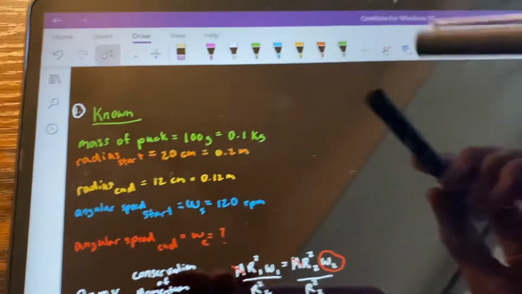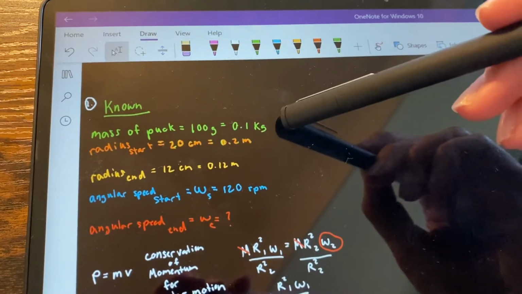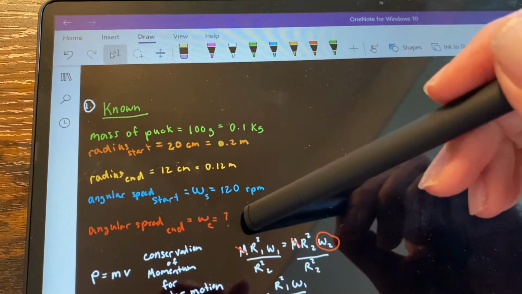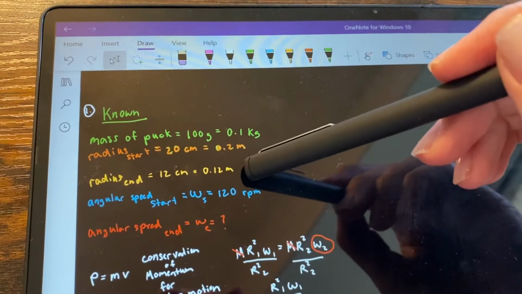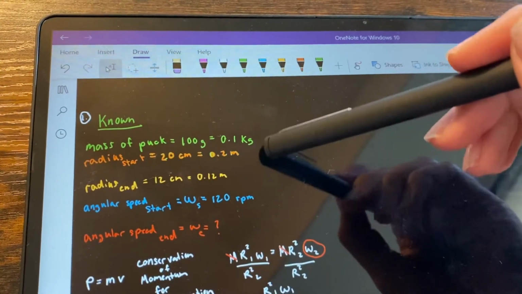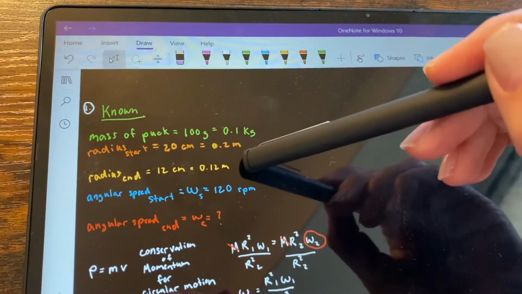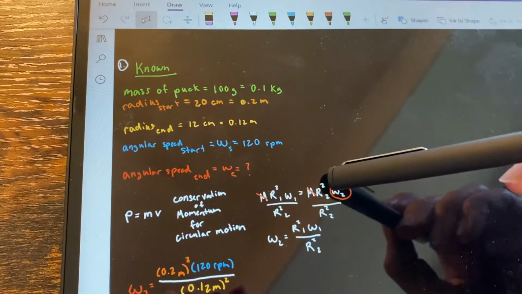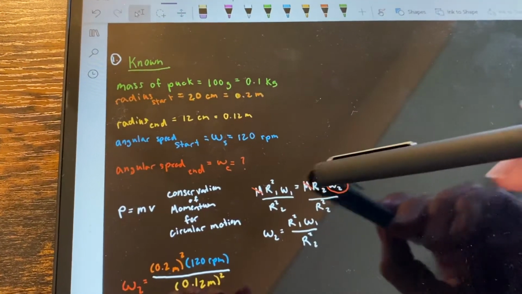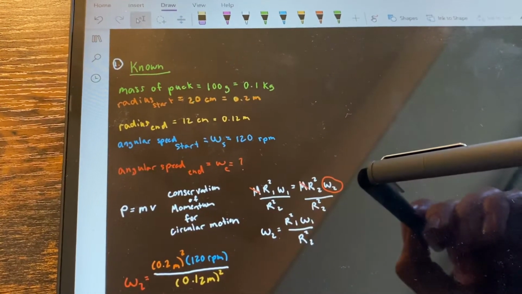Okay, so here we have the first question that wants to know what the angular speed will be if we convert from 20 centimeters as our radius to 12 centimeters as our radius. We have the mass of the puck, the radius at the start, the radius at the end. And so once we look at the conservation of energy, we see that the masses cancel out, so they're the same for both parts of the equation.